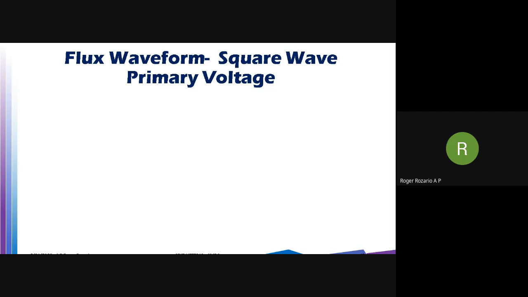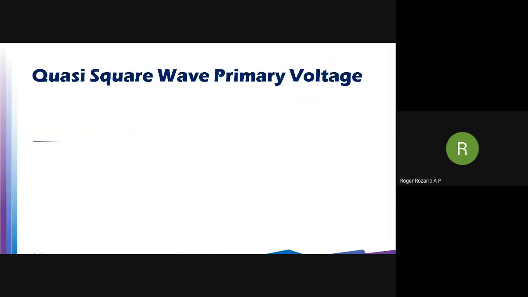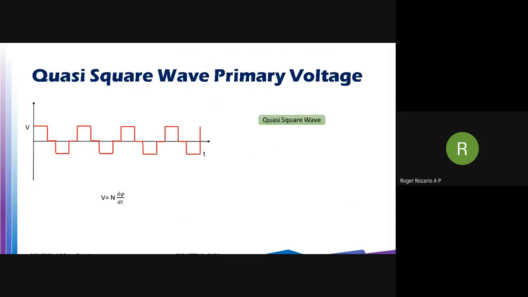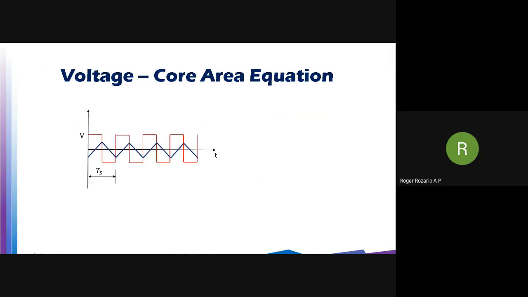For that, we considered a square wave application to the primary winding, and we found out what the flux value is. The flux was fluctuating between plus phi m and minus phi m. Taking this concept into account, we found the relationship between the area of the core and the voltage. So the area of the core and the voltage were related by these equations.